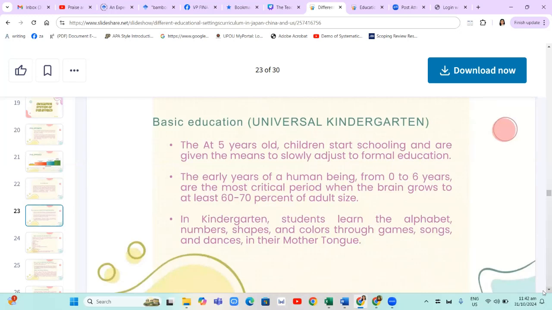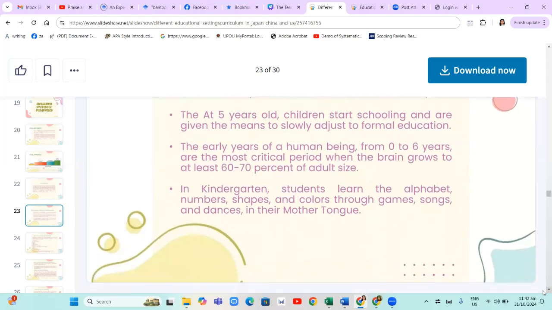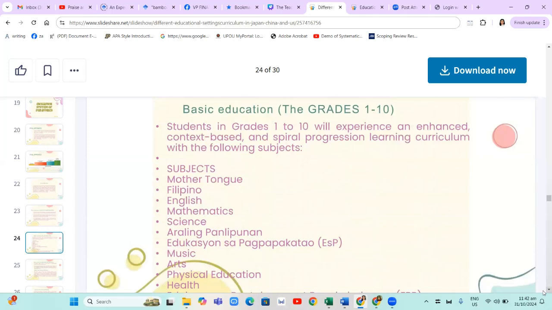The early years of a human being, from 0 to 6 years, are the most critical period when the brain grows to at least 60 to 70% of adult size. In kindergarten, students learn the alphabet, numbers, shapes, and colors through games, songs, and dances in their mother tongue. This is the basic education from grades 1 to 10.